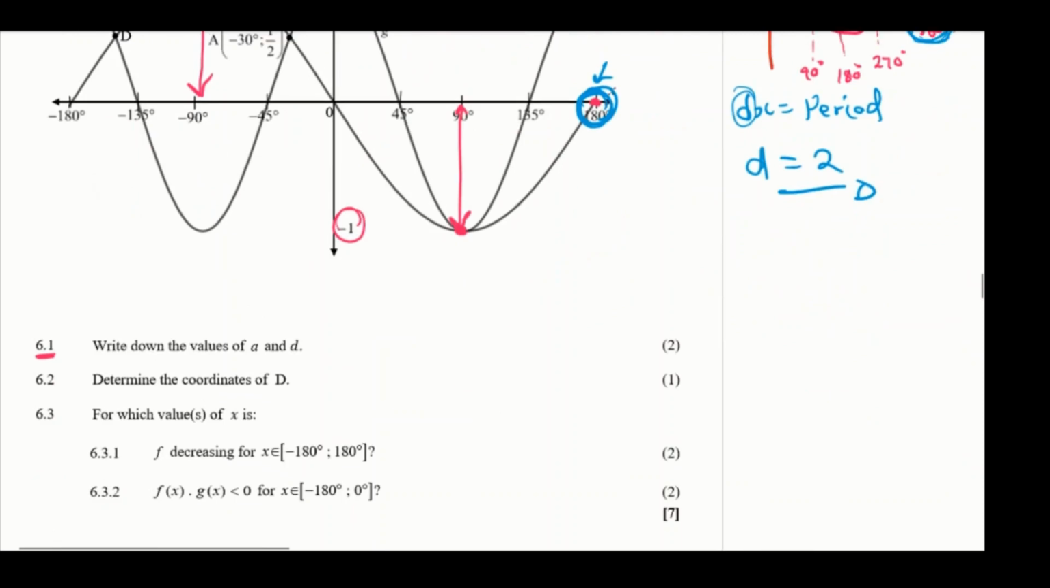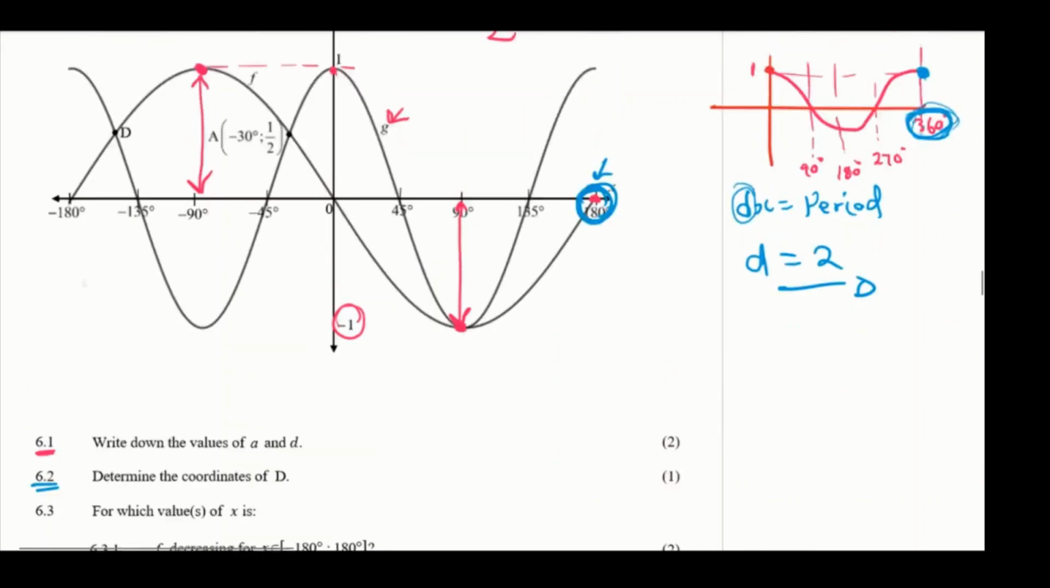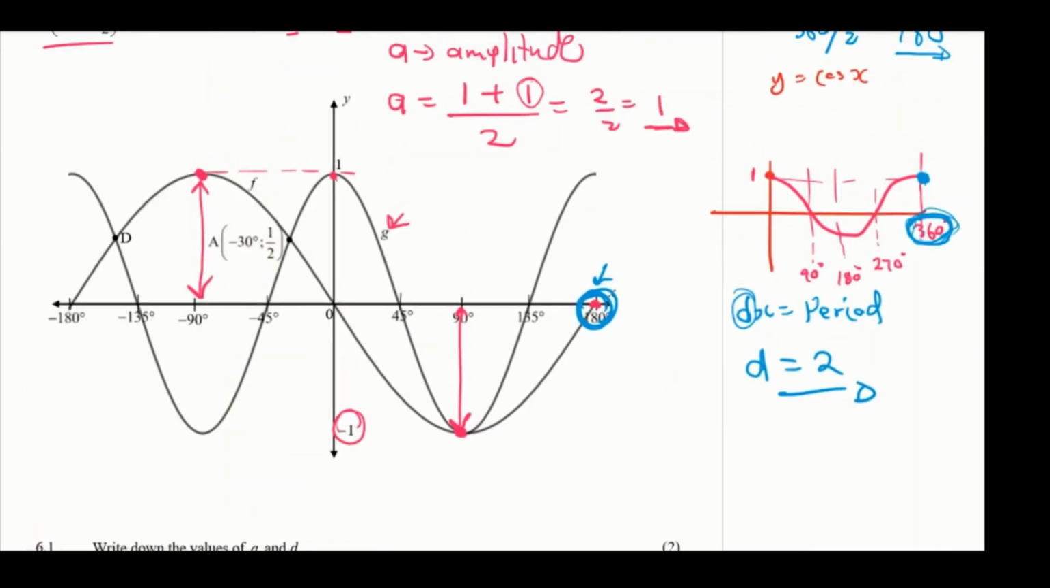So now 6.2, they say determine the coordinates of D. So what you're going to look at is this coordinate of D here. For us to find this coordinate, because we can't really tell at which value of x this coordinate is at, but we can tell the value of y, since the value of A is in line with the value of D. So we know that the value of y of D is equal to 1 over 2.